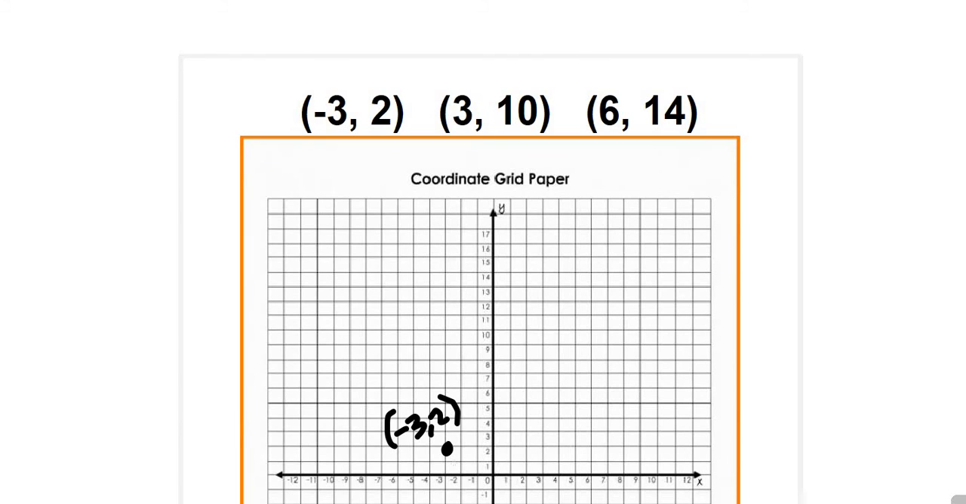There's our first point, over 3, up 2. And then we have 3, 10. So over 3 positive and 10. Then you have 6 and 14. And you can see right off the bat that we actually do have a line going on here.